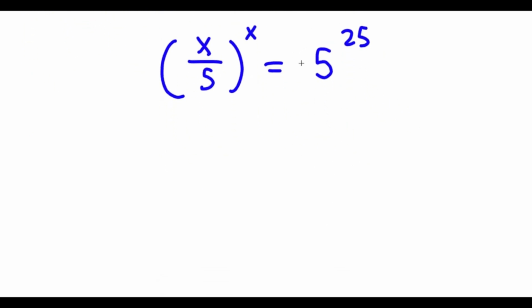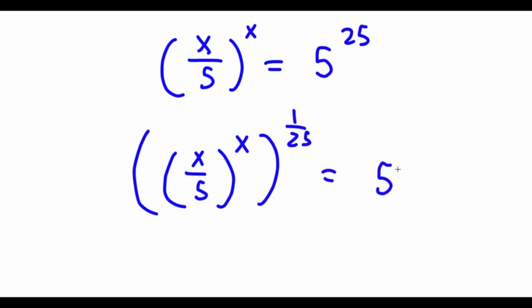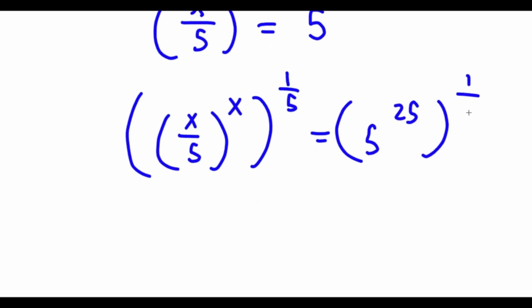Now I'm going to take the power of 1 over 5 on both sides. So now I have x over 5 to the power of x, to the power of 1 over 5, is equal to 5 to the power of 25, to the power of 1 over 5. Sorry, I said 1 over 25 earlier, but I'm taking the power of 1 over 5.